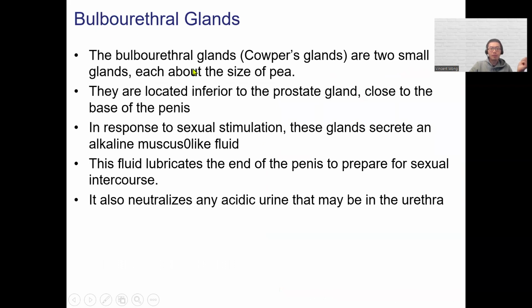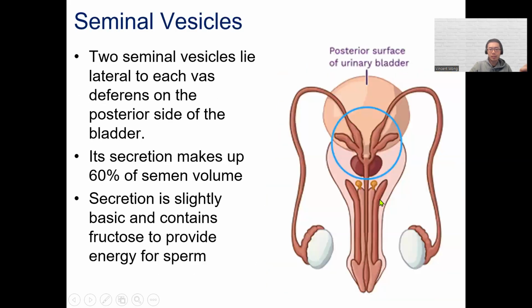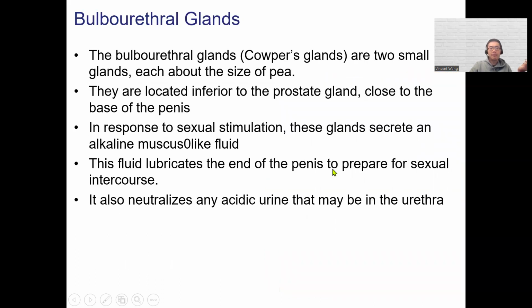The bulbourethral gland is the Cowper's gland, same thing. Very small. It's just located at the back. It's not shown here, but those are the tiny ones. If it were shown, it would be located about right here, just a tiny gland. And they secrete also alkaline mucus in response to sexual stimulation.